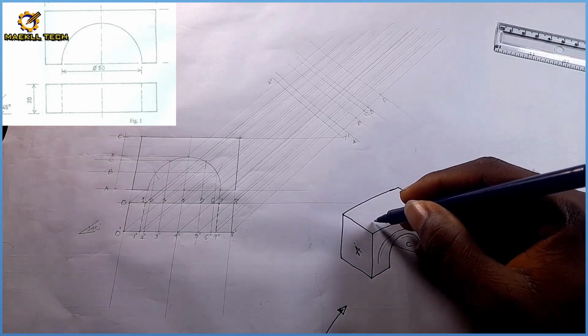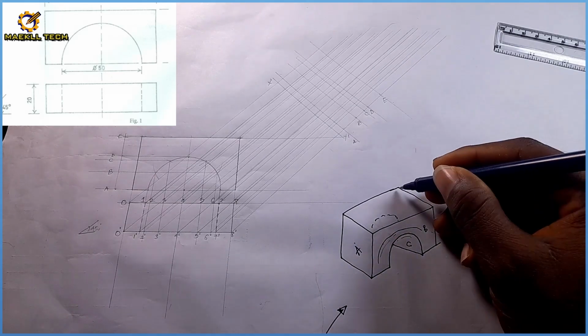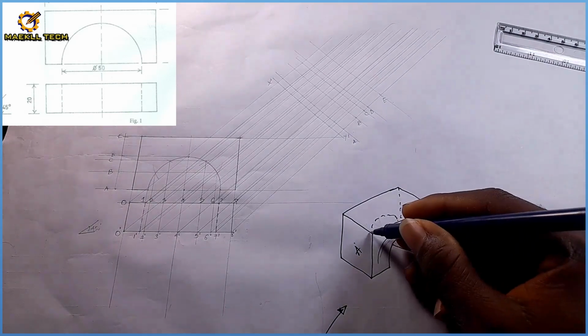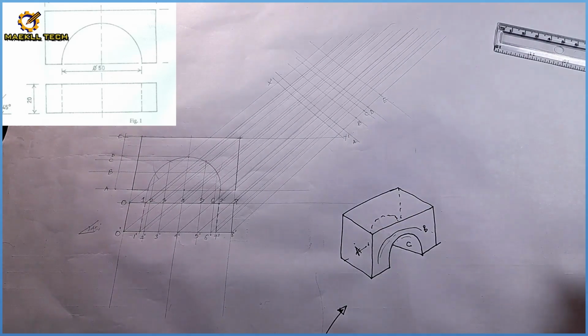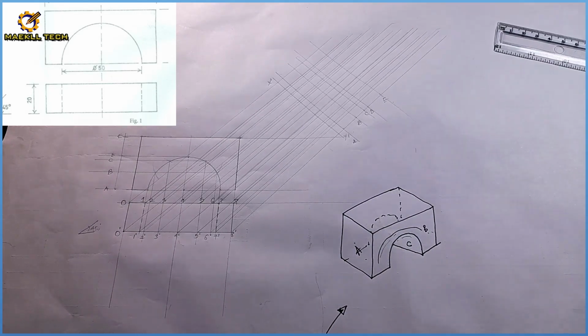Any other areas, such as this curved part, we are going to have another one at the back here. That will be hidden. This edge here, we have another edge at the back here. It will be hidden. Likewise, this area. Do you get what I'm trying to say now? So the only areas that will be visible are A, B and C. The rest will be hidden. If you still don't get me, just follow me carefully as we progress.